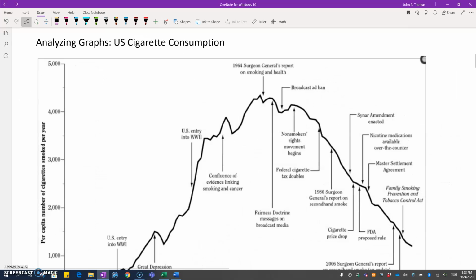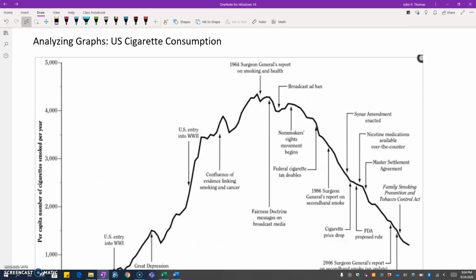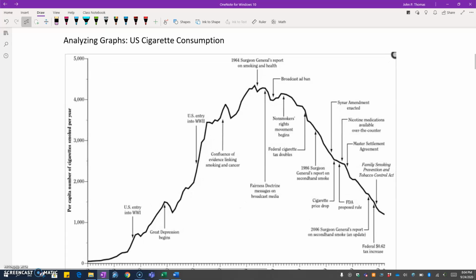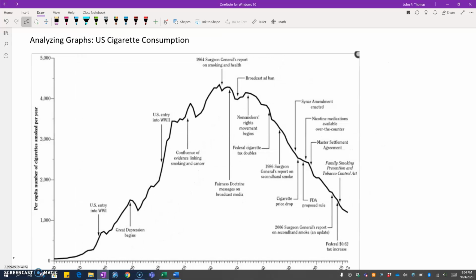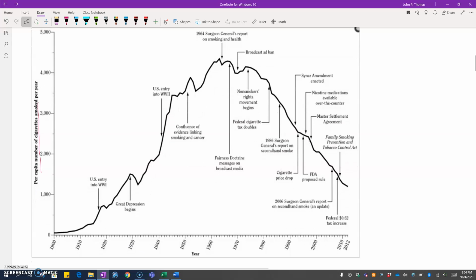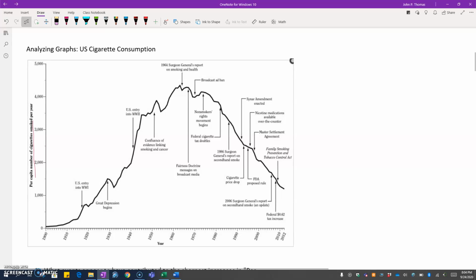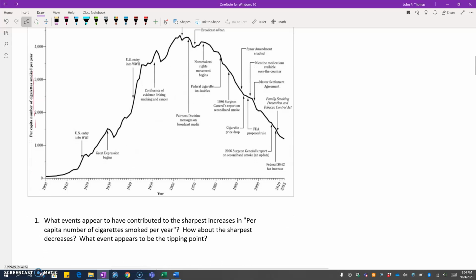The next activity asks you to analyze a few things about a graph. In this graph, we've got on the y-axis the per capita number of cigarettes smoked per year, and on the x-axis the year, going from 1900 to 2012. And we've got some data points along here. So the first question is, what events appear to have contributed to the sharpest increases?